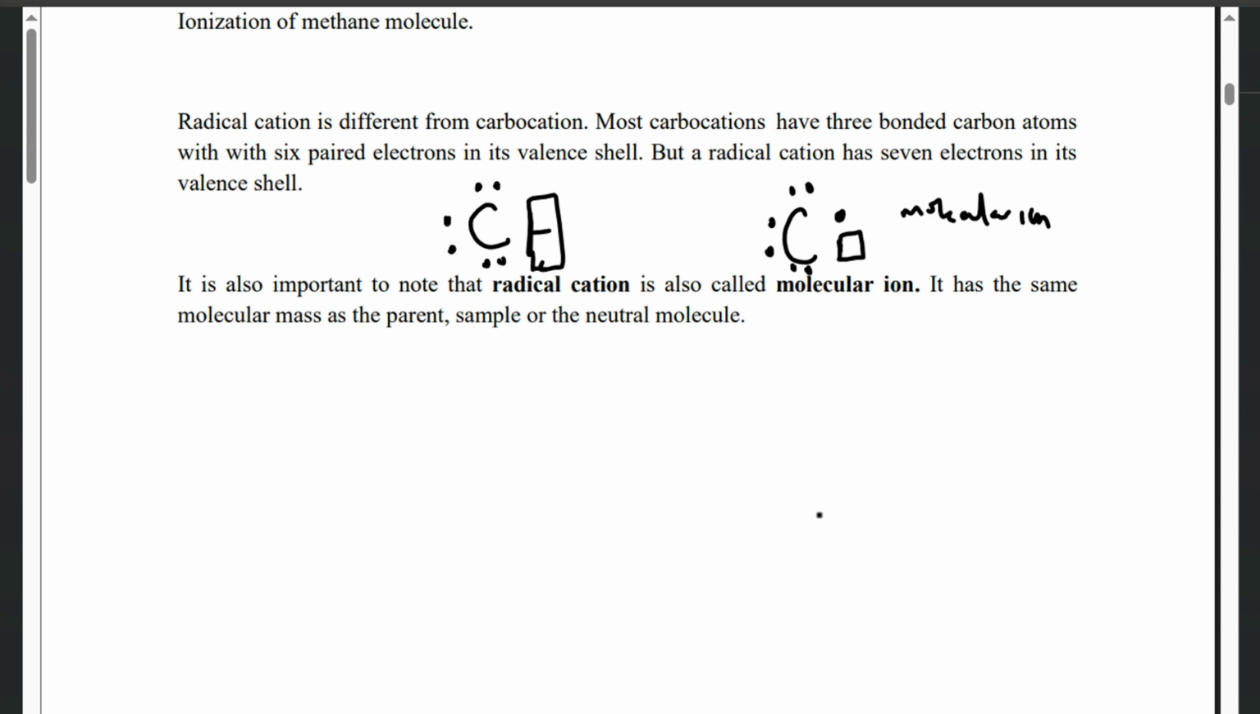So it is important to note that the radical cation is called the molecular ion. It has the same molecular mass as the parent or neutral molecule.